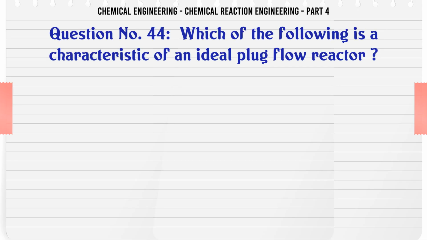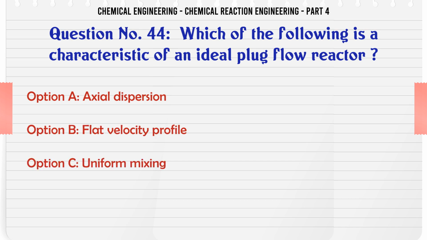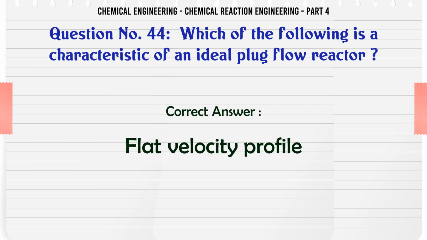Which of the following is a characteristic of an ideal plug flow reactor? A. Axial dispersion. B. Flat velocity profile. C. Uniform mixing. D. None of these. The correct answer is flat velocity profile.